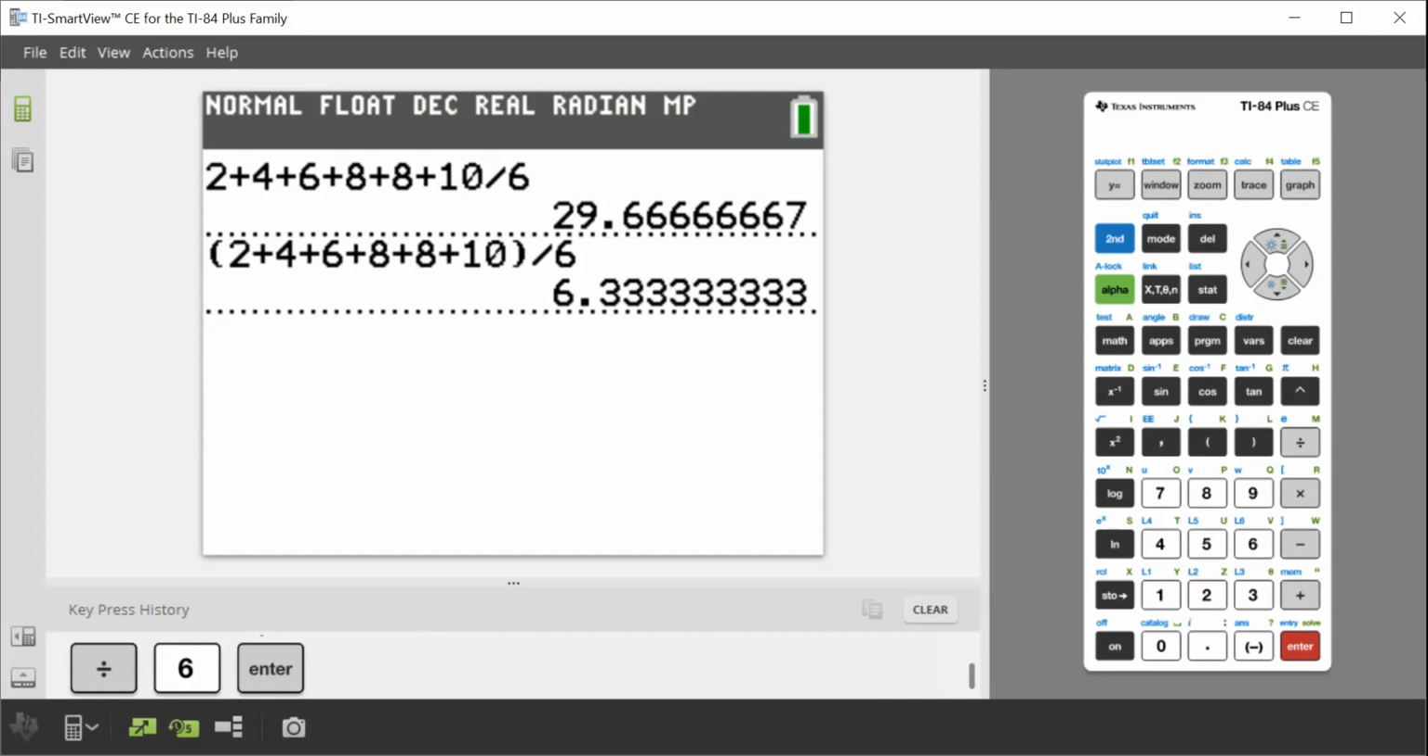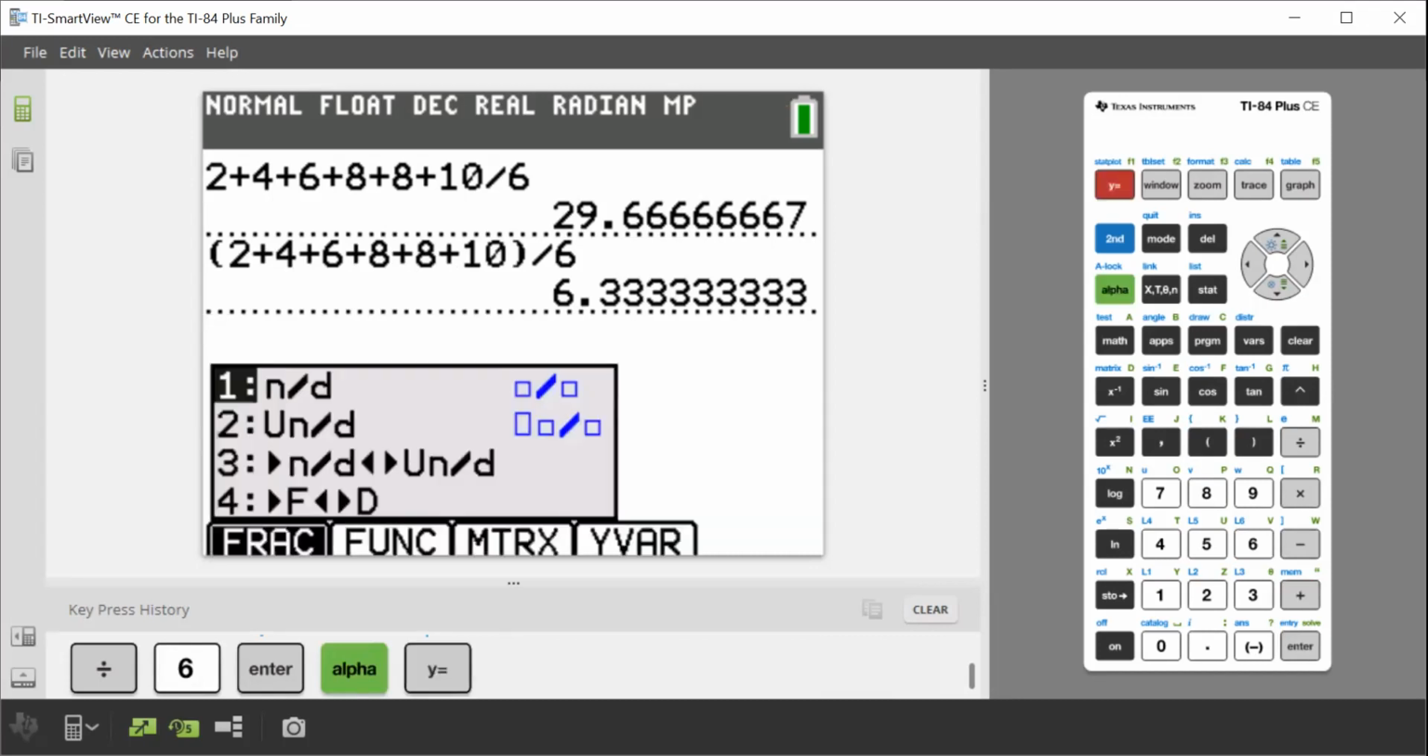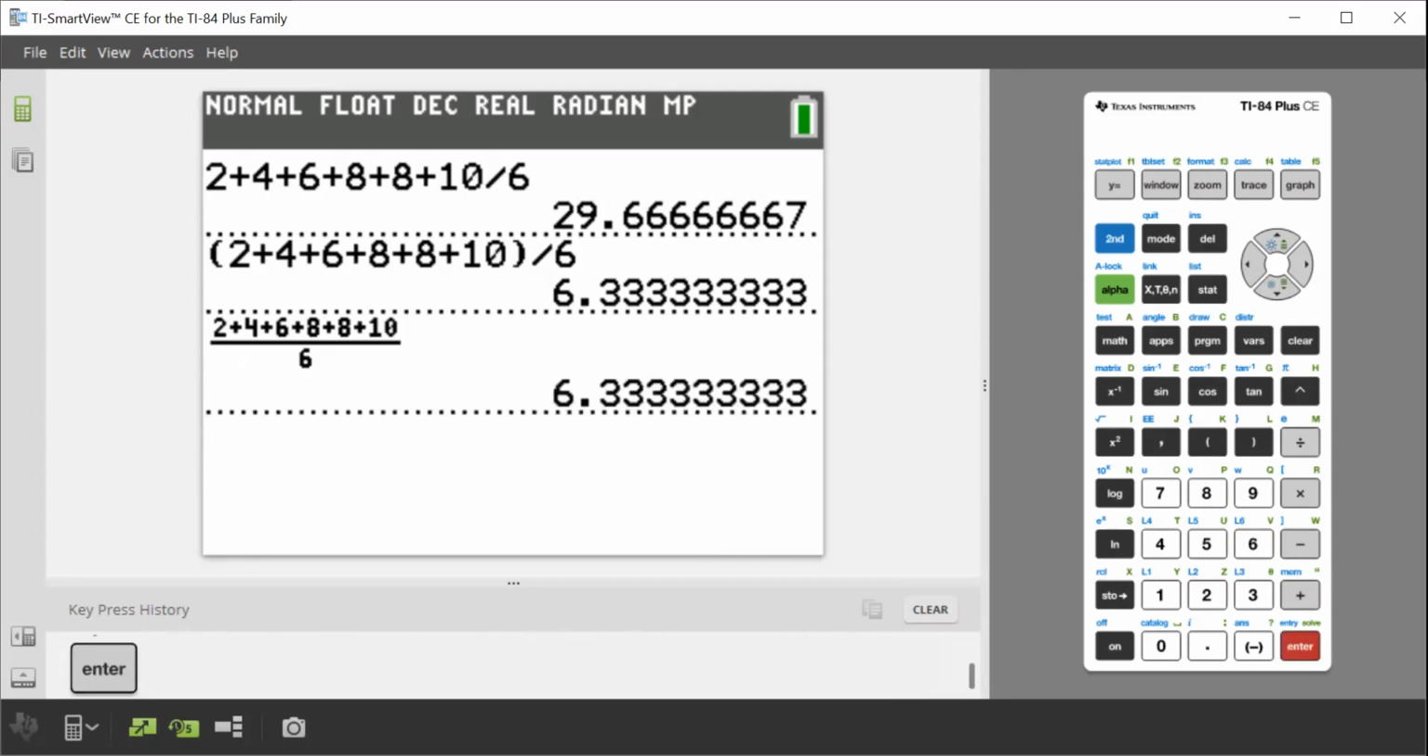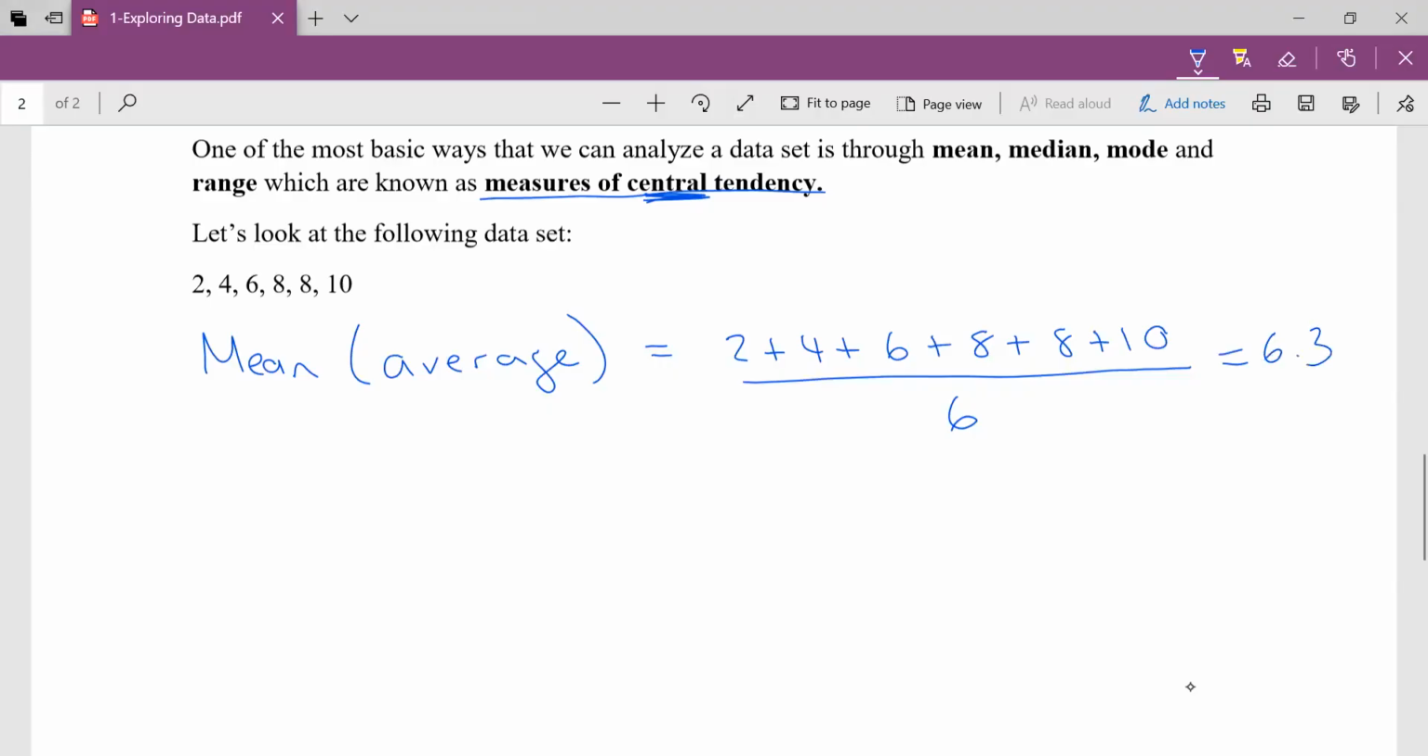If I have a TI-84 or better, I'm going to go alpha y equals, and there's my fraction button. Now, friends, I don't need to worry about the parentheses because it all goes into my numerator. Just something little that happens that I need you to watch for. So our average was 6.3 repeating, no problem. And again, your average has to be smaller than your largest value. Just something to think about.